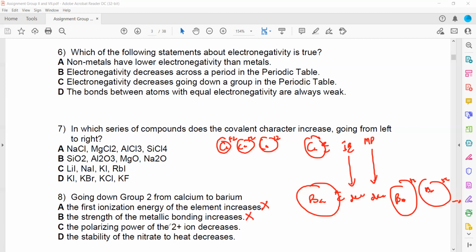The polarizing power of the plus 2 ion decreases. That's true because, for example, calcium has plus 2 charge but is smaller. Barium also has plus 2 charge but the size is larger.